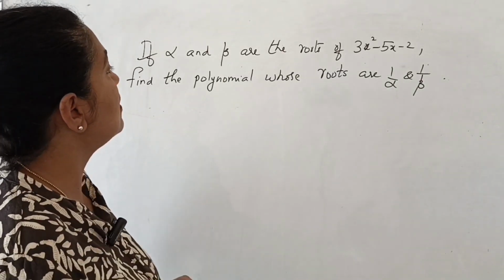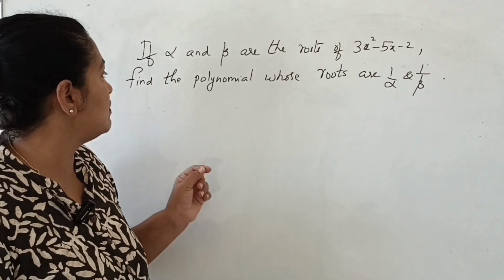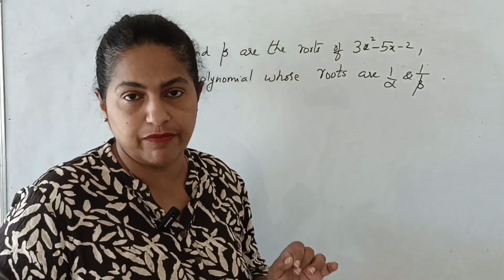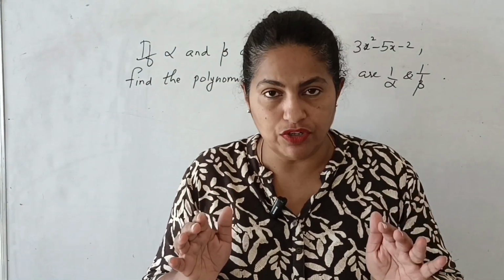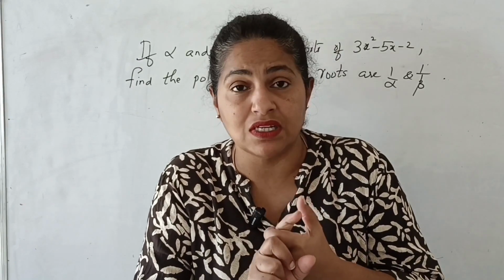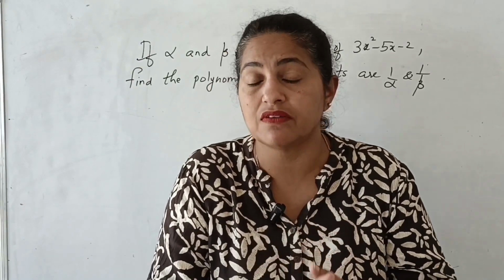If alpha and beta are the roots of 3x square minus 5x minus 2, find the polynomial whose roots are 1 by alpha and 1 by beta. Again, I wanted to figure out at least 2 ways in which you can do this and tell me what you understand by following those 2 methods.